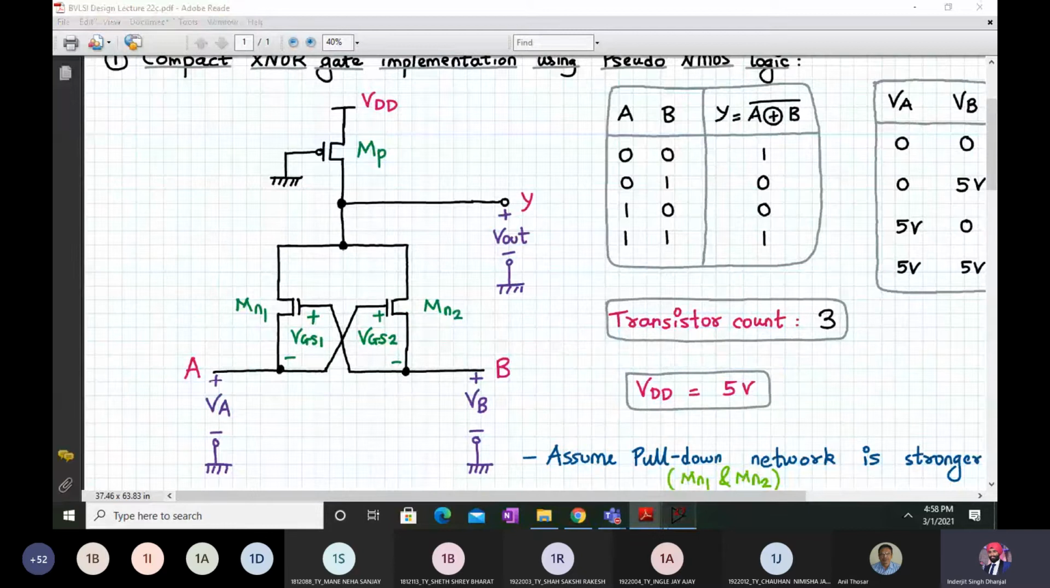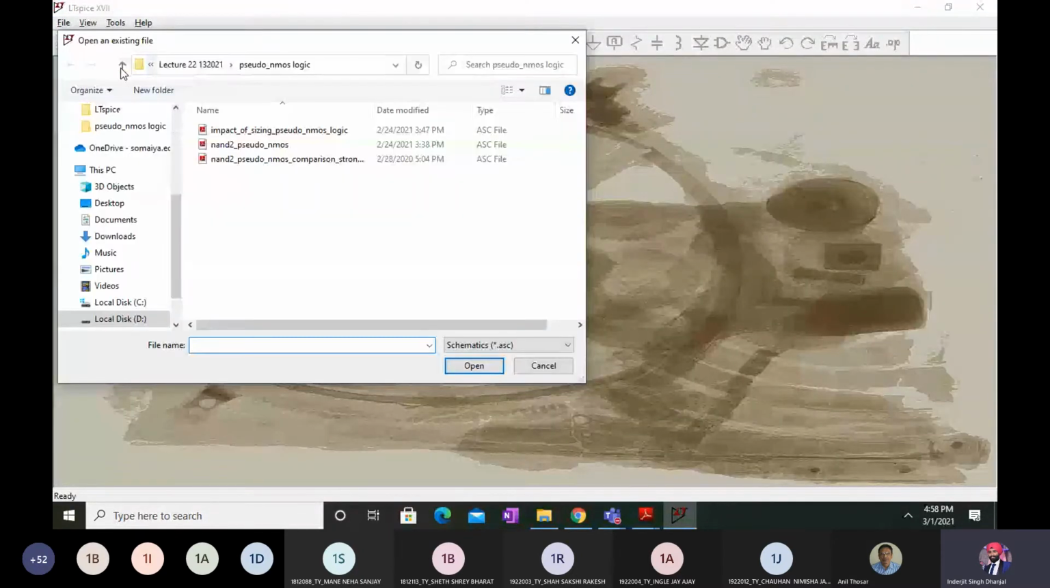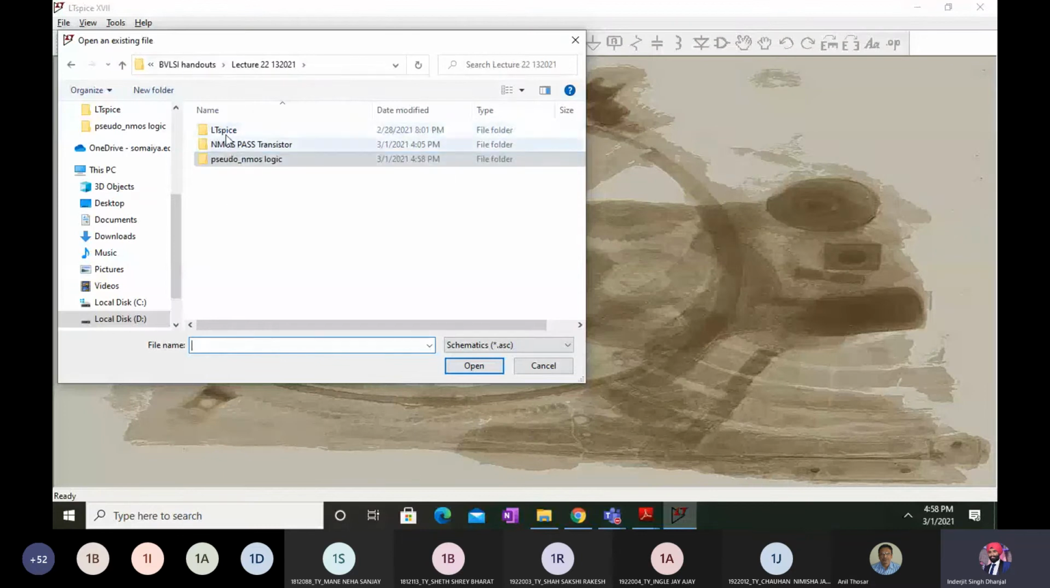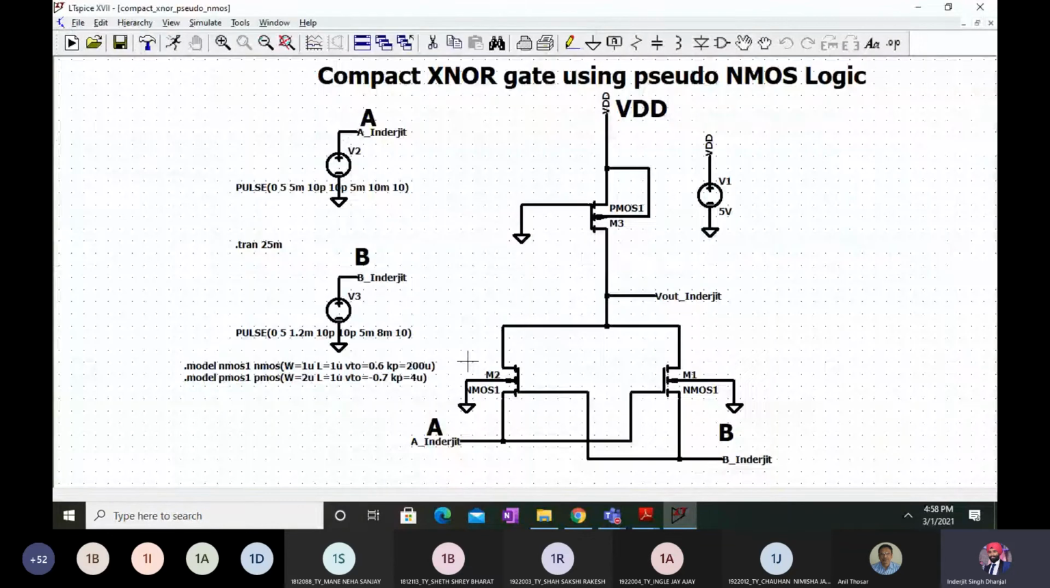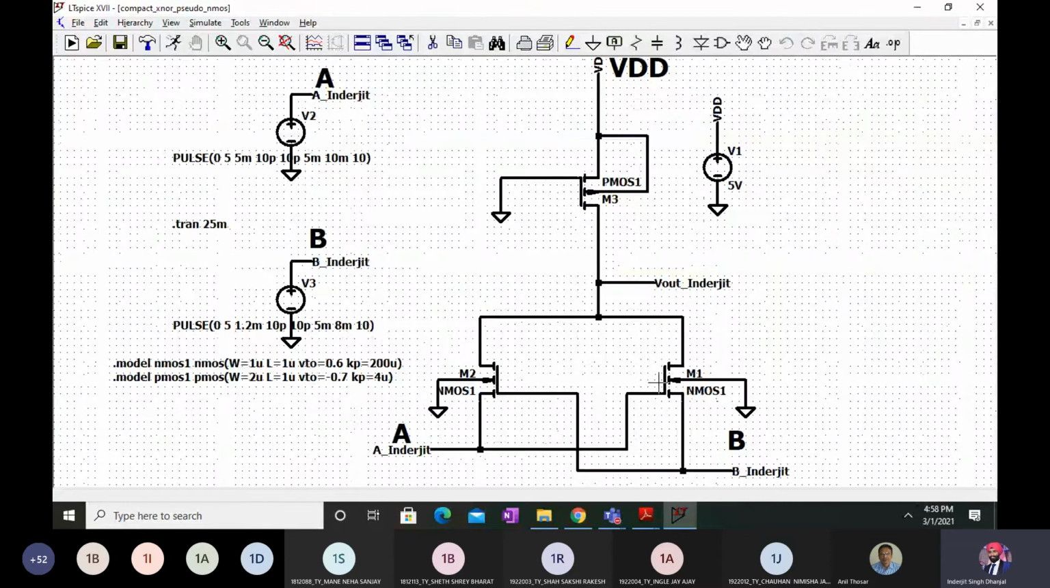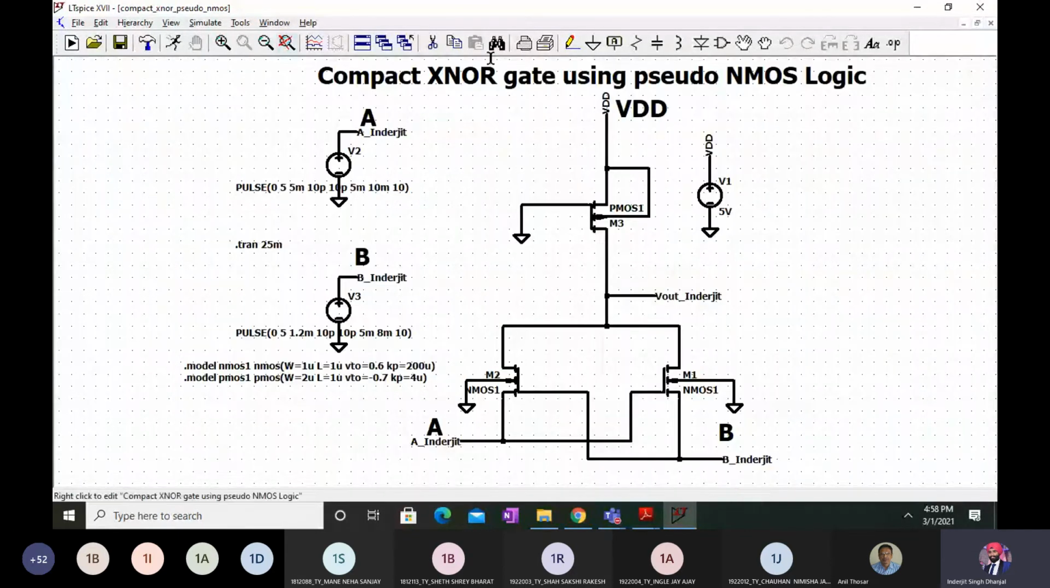Let me quickly show the implementation of this, because that is the last topic. Compact XNOR in MOS. Okay, so this is the same thing. Here we have connected A to the M1 transistor and B to the M2 transistor. It's the same circuit which we are discussing. And we have to verify the functionality. And you can see carefully, I have made the KP of the NMOS much higher as compared to the KP of the PMOS transistor. That means I have a stronger pull down network.